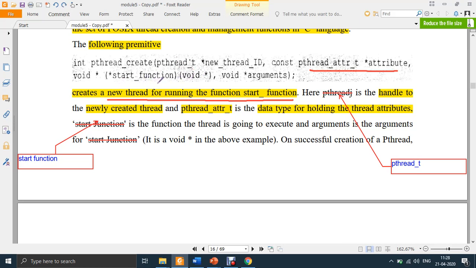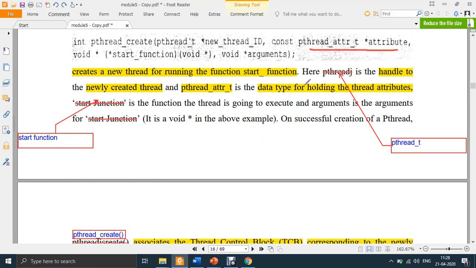So the name of the function is start function. So this thread, you can say, is under the process start function. Okay, so there is a typo here. pthread_t is the handle to the newly created thread, and pthread_attr_t is the data type holding the thread attribute. So this is a data type.